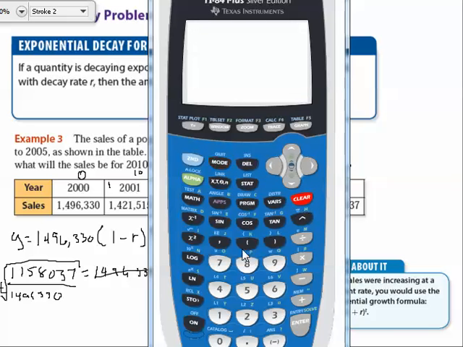Thank you. Clear that out. So I'm going to have 1158037 divided by 1496330. And what do I get when I divide those out? I get 0.7739. Okay? Well, we were looking at the 5th year here.